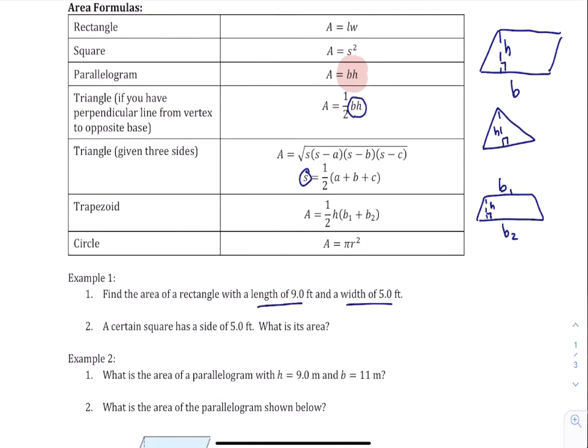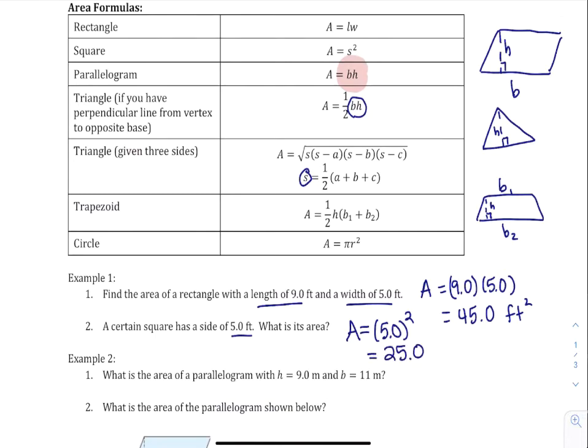and a width 5 feet. The area is simply going to be the product of those, which is 45.0, and our units here will be square feet. Anytime you multiply these units together to find the area, you'll end up with square units. A certain square has a side of 5 feet. What is its area? The area for a square is the side squared. This is going to give us an area of 25.0 square feet.